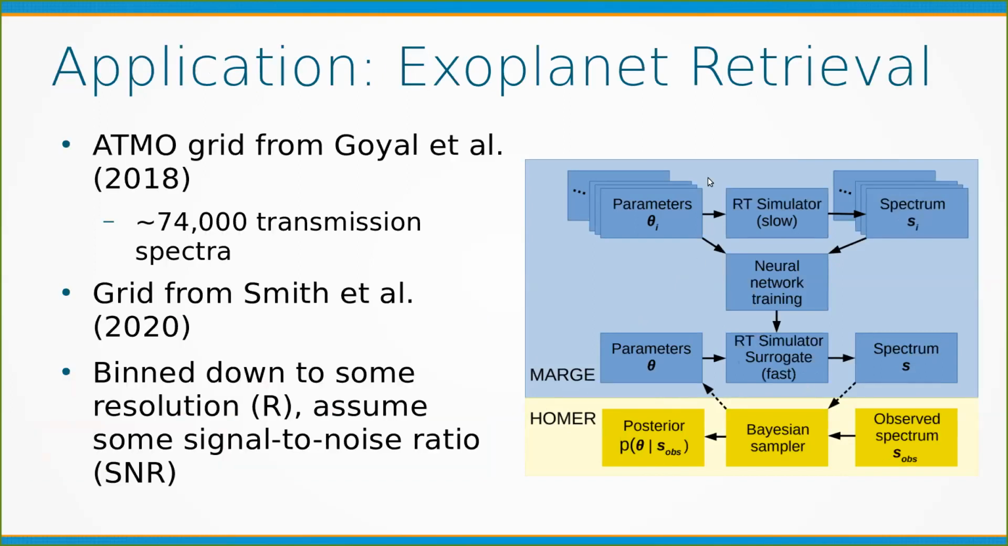But let's get into applying this to exoplanet retrieval. Here I'll be showing mostly results from the ATMO grid of Goyal et al. 2018, but I've also applied this to Adam Smith's grid from Smith et al. 2020. What we do is take the grid and train this neural network to be able to reproduce it much faster. Then we're able to perform retrievals within any of that parameter space of the grid. For test cases, we're going to take some of these spectra and bin them down to more realistic levels of spectral resolution and a signal to noise ratio representative of exoplanet data.